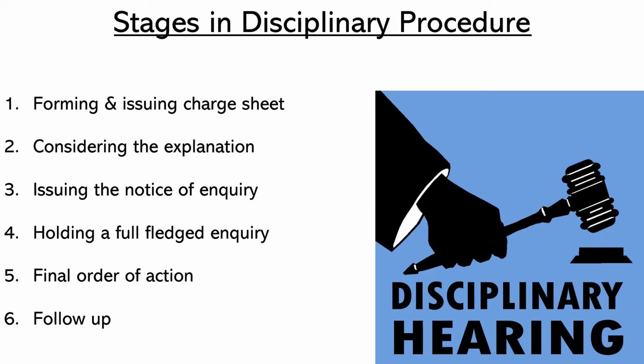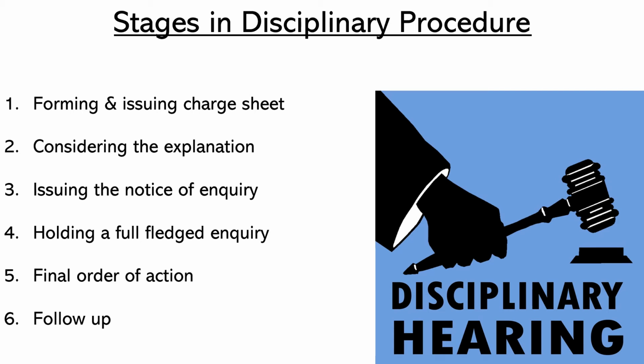So first one is forming and issuing a charge, where all his charges will be written. Second one, the employee is given an opportunity to give an explanation, and if management is satisfied, it will not conduct any further inquiry. If the management is not satisfied, a notice will be given to the employee. An inquiry officer will be appointed, and they will hold a full-fledged inquiry, and based on the inquiry officer's report, an appropriate authority will decide whether he is free from charges or whether he is guilty of the charges, and then later follow-up will be there.